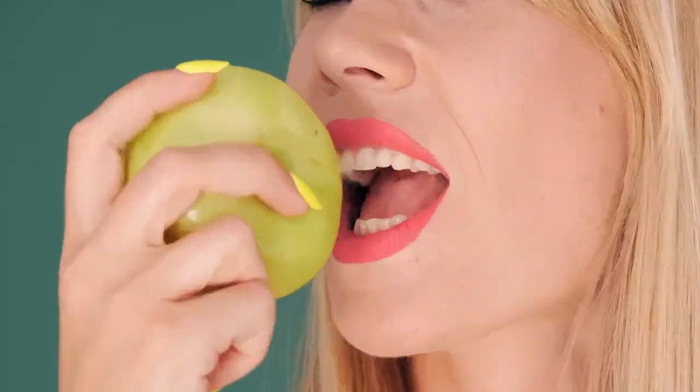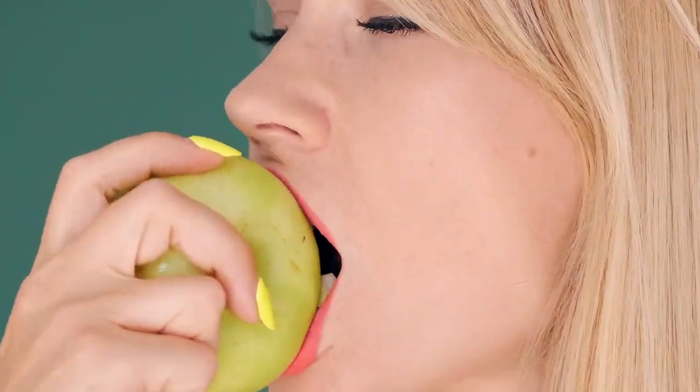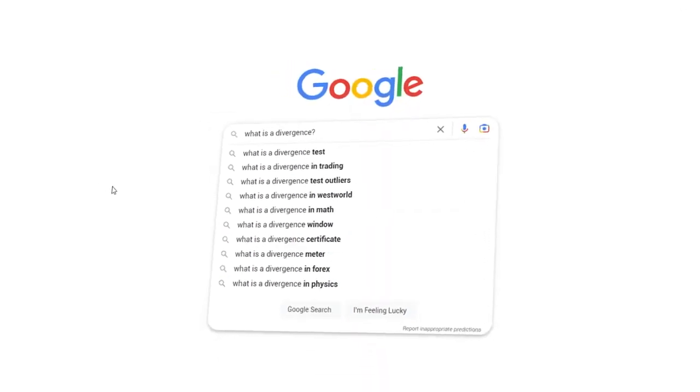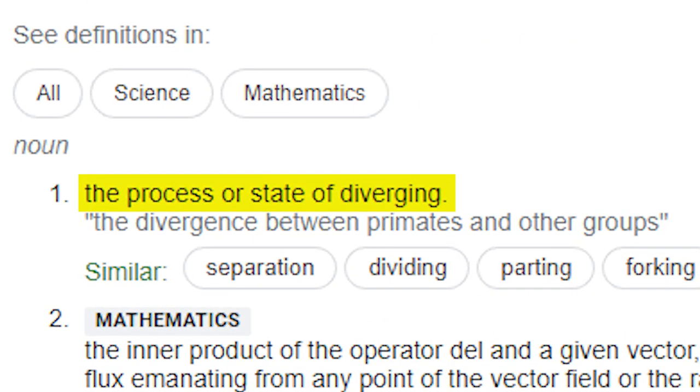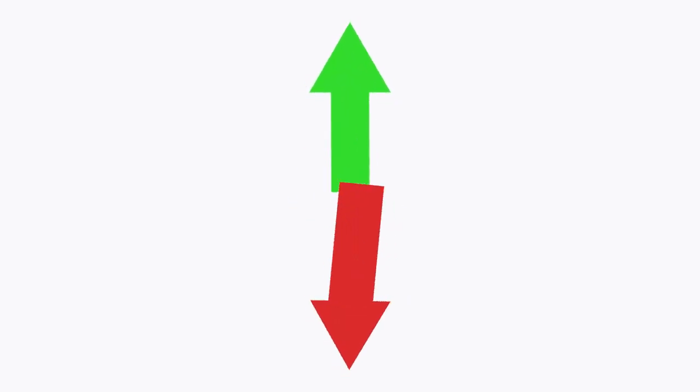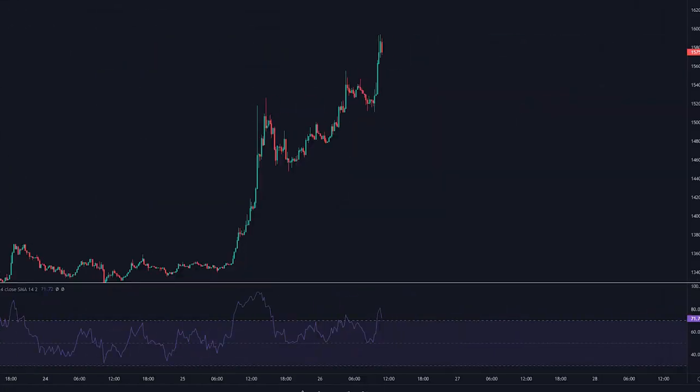To test divergences, we need to go deep down to the core of what they actually are. What is a divergence? Google says, divergence: the process or state of diverging. Thanks, Google. A divergence is simply when price is moving in one direction on the chart and an indicator is moving in the opposite direction. So for example, the market here is making higher highs and the RSI indicator is making lower highs. This is an example of divergence.